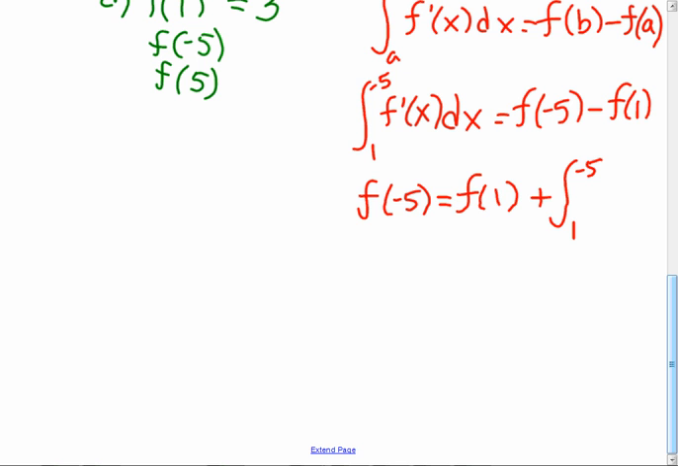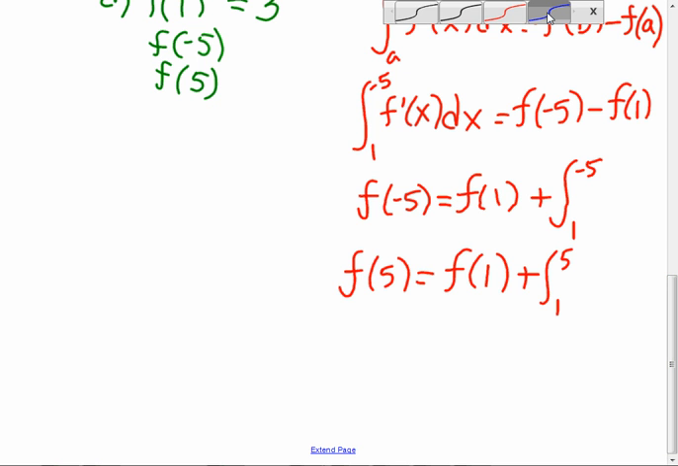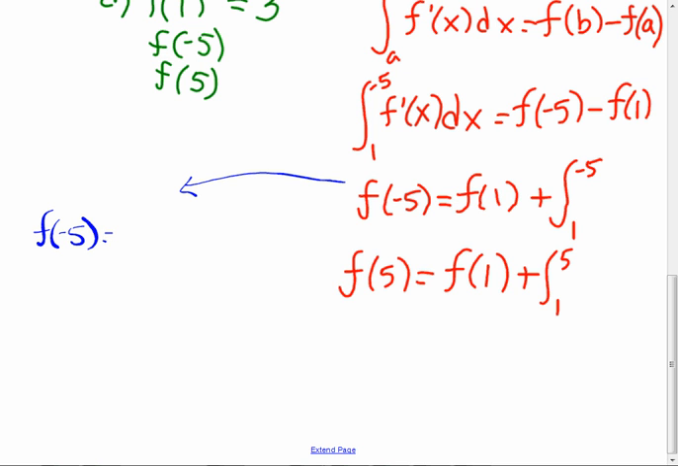What's f of 5? It's f of 1 plus the integral from, what do you think? 1 to 5. That one's easier. Let's go in the right direction. Unfortunately, this one's not. This one is f of -5 is equal to f of 1, which is 3, whoops, minus, I'm going to switch the order, the integral from -5 to 1 of f prime.